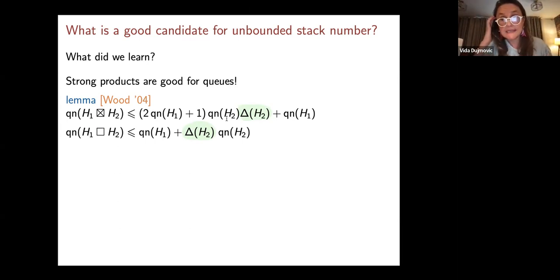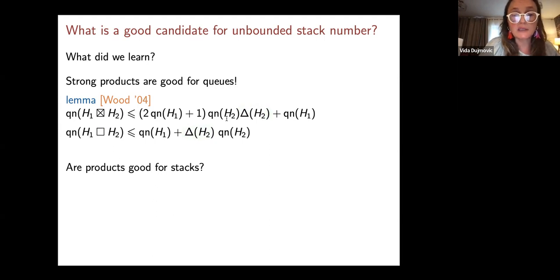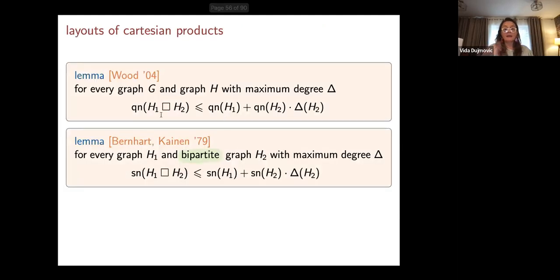Let's see what was known about stack number. Are products good for stack? We saw, at least in my example, that they didn't seem to be good, but some things were known. In particular, this was known. So let's just focus for a moment on Cartesian product. Here's what David proved in 2004 about Cartesian product, and already in '79, basically the same thing. For Cartesian product of Q number, if the degree is bounded and both the Q number of H1 and H2 are bounded, you have a bounded Q number. Basically the same thing was known for stack number of a Cartesian product.